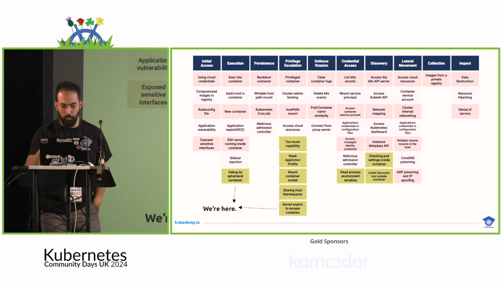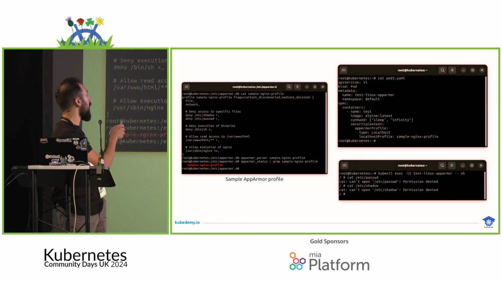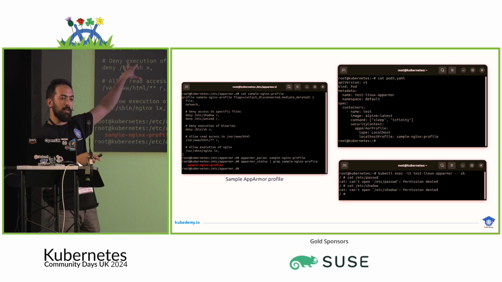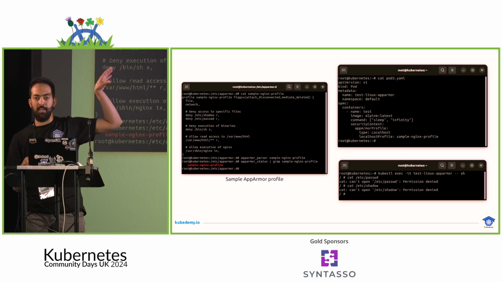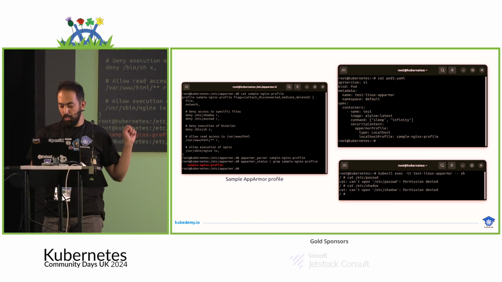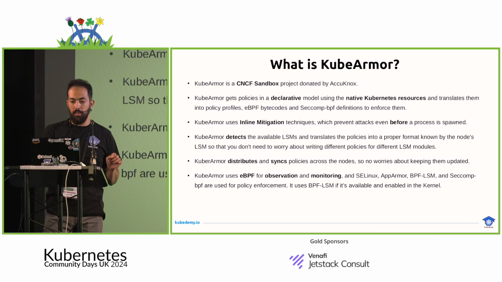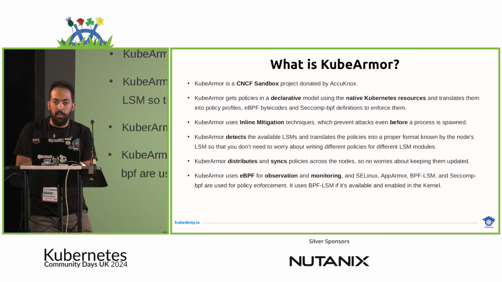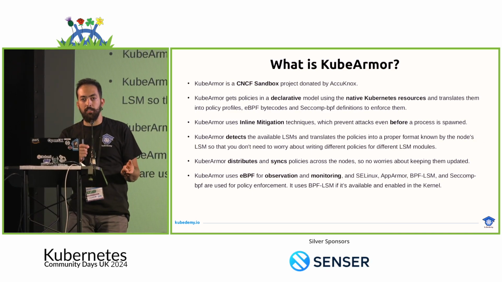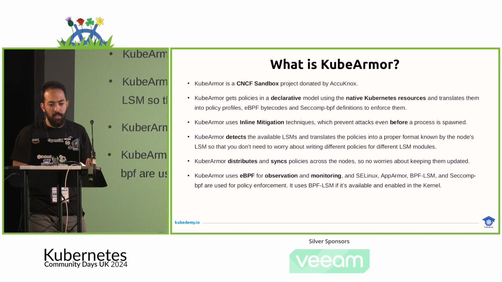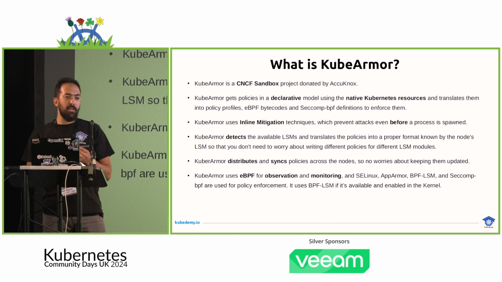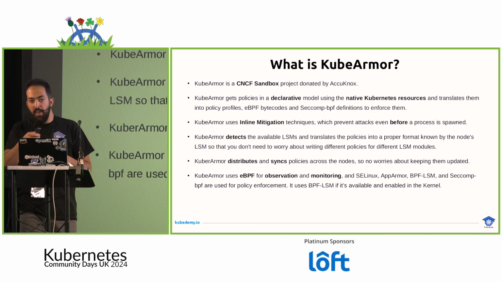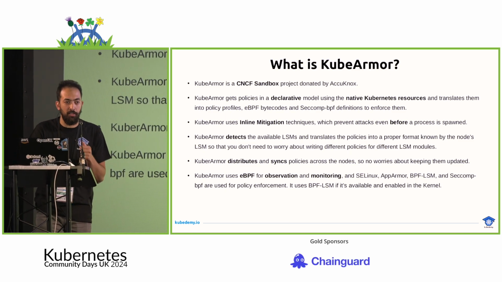If I get back to my AppArmor example, writing an AppArmor profile or SELinux profile is not easy, and no one wants to deal with that. KubeArmor provides a way for the user to define the policies through Kubernetes CRDs in a declarative mode, and it translates the CRD into an AppArmor profile or SELinux, based on which LSM is available on the worker node.